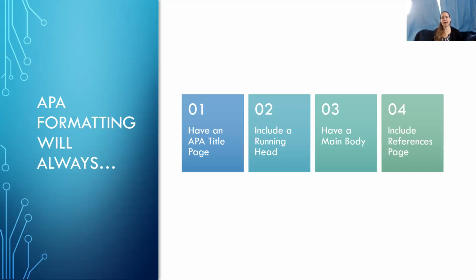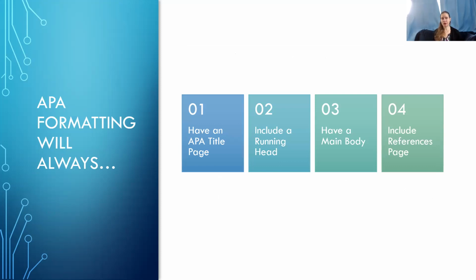The other type of formatting you might encounter is APA. In addition to the basic academic formatting, this style will always have an APA title page, include a running head, have a main body, and include a references page instead of works cited.